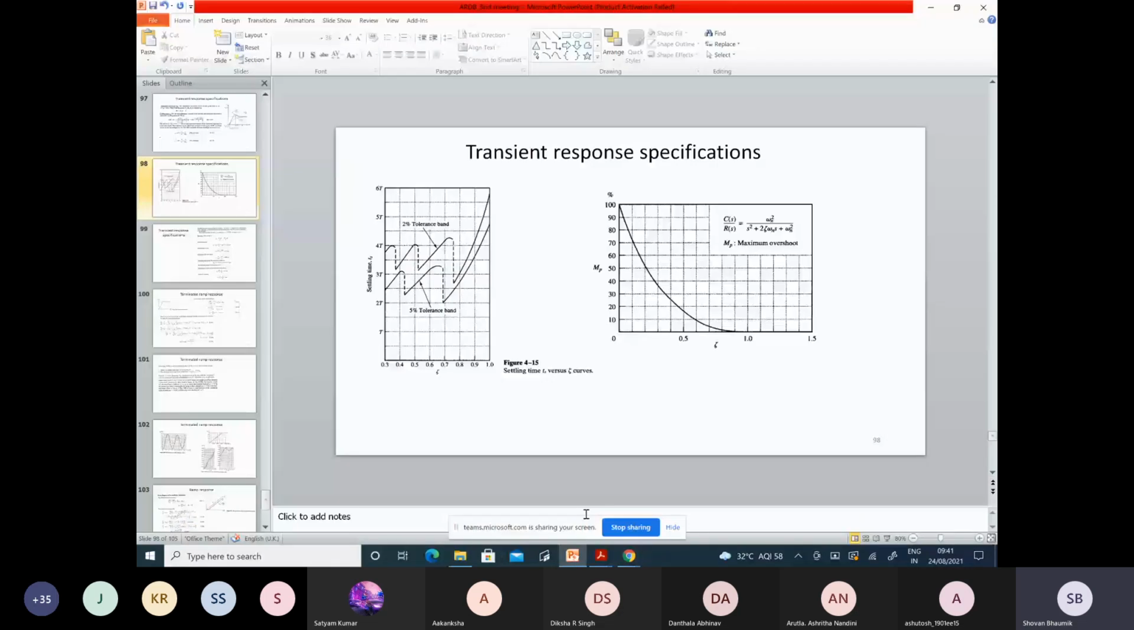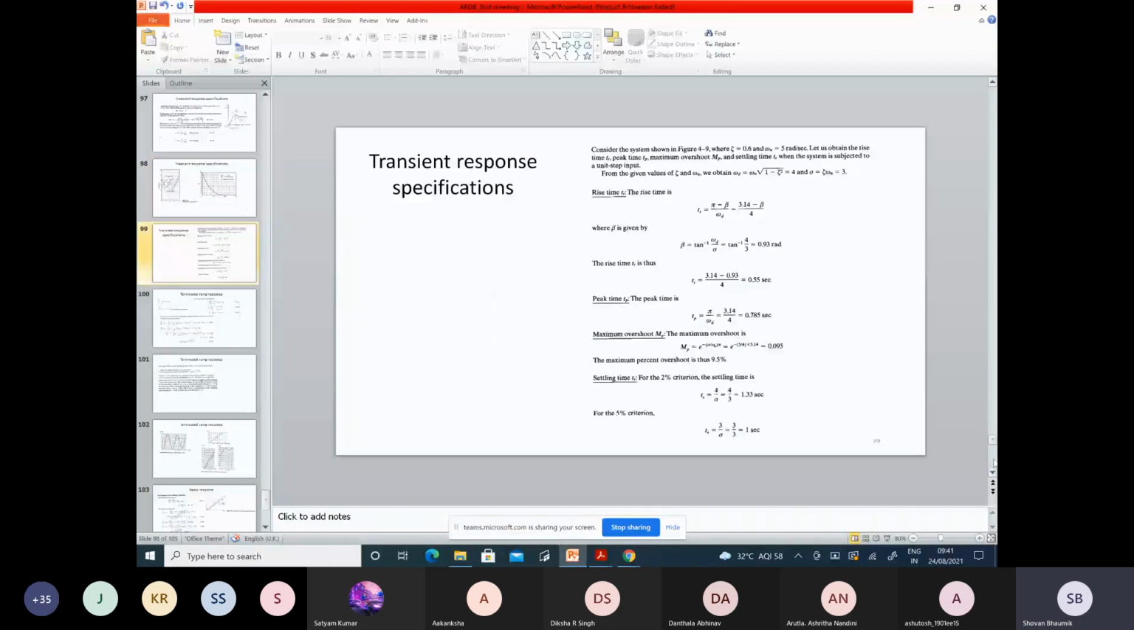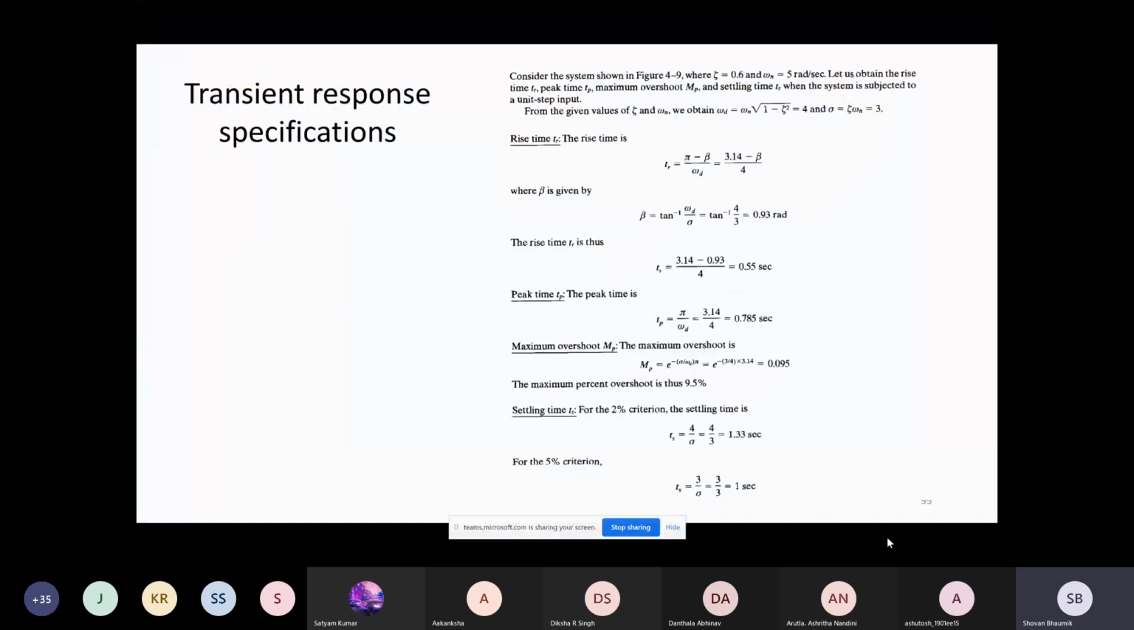So there is one numerical example. It's very simple actually. We consider a second order system where zeta is 0.6 and omega n is 5 radian per second. Then what will be the rise time, the peak time, the maximum overshoot, and the settling time? All those things we need to calculate.